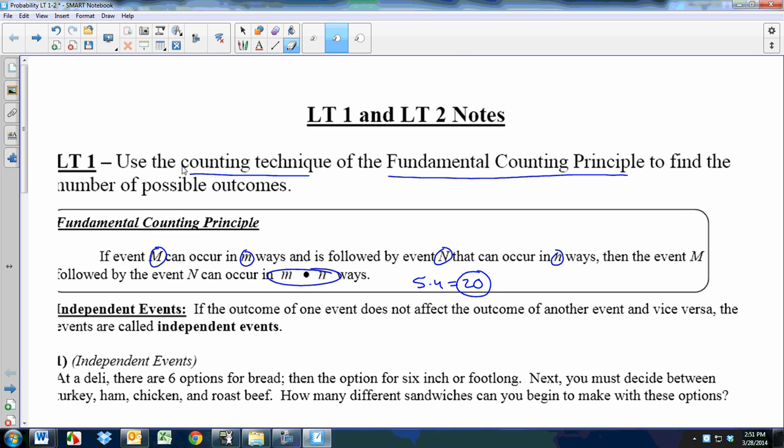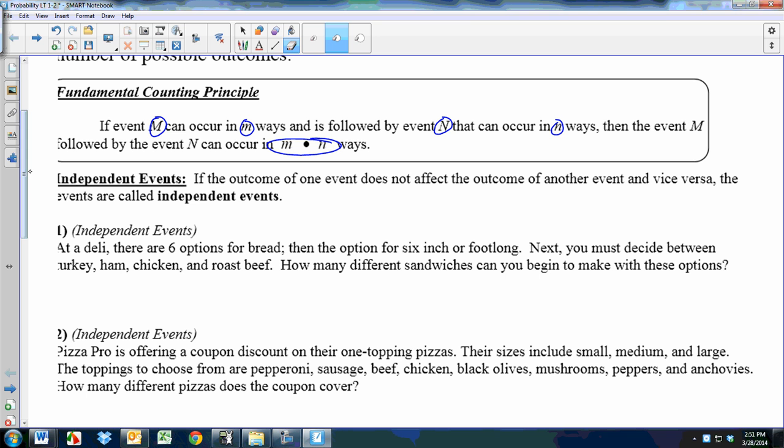The fundamental counting principle extends beyond just 2 events. If there are 3 events, then it would be blank times blank times blank, and so forth. So here are a few different examples. There are independent and dependent events. Independent events are when the outcome of one event does not affect the outcome of the other.